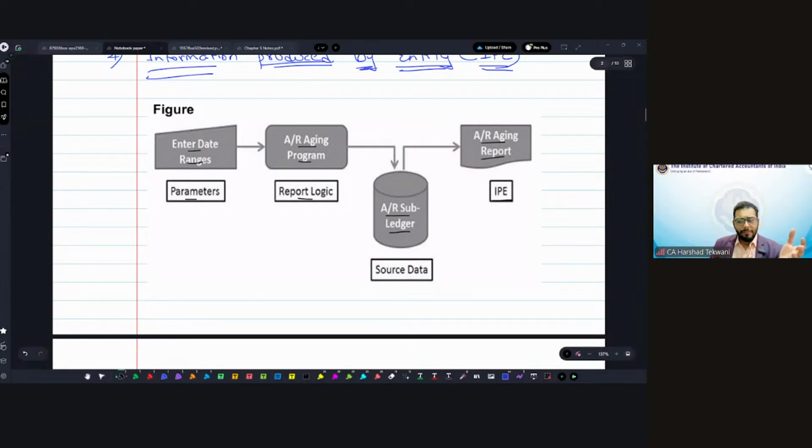Can you give me some specific examples, or if anyone can give me specific examples with respect to this one, like date range, AR program, subledger data, output? Or let's say tomorrow, I'm asking you, you are doing the auditing of an entity. The company has given this kind of report in this way. Go and test. What will you do?